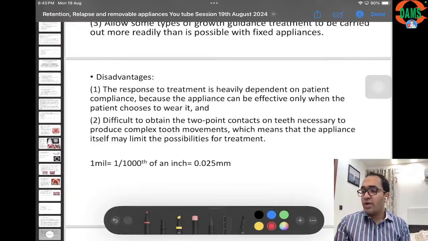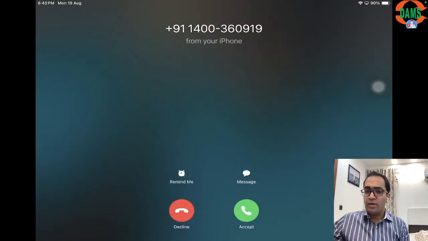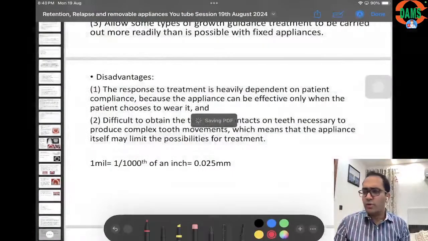Why? Because for rotation correction, we know from biomechanics, a couple is required. Two non-collinear forces acting in opposite directions should happen, which was not possible with a removable appliance. A removable appliance can have only 1-point contact.